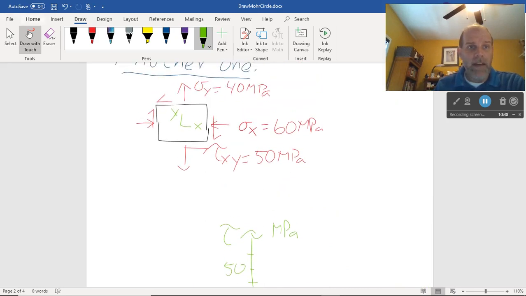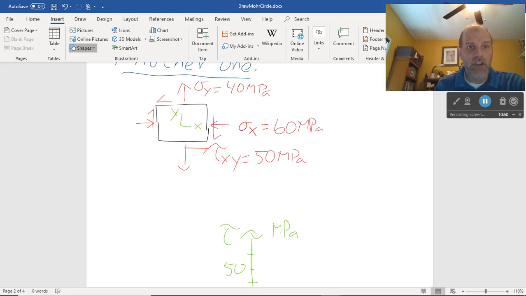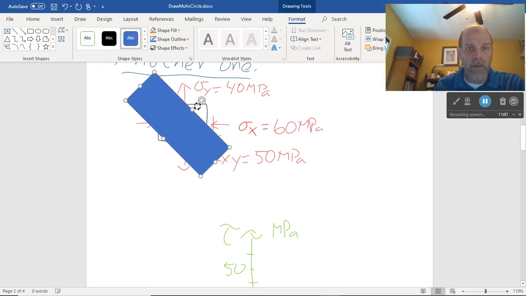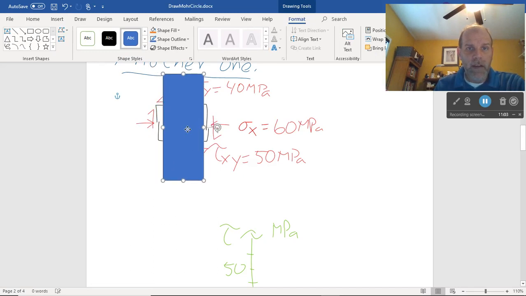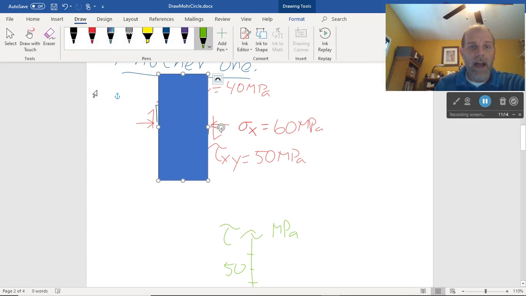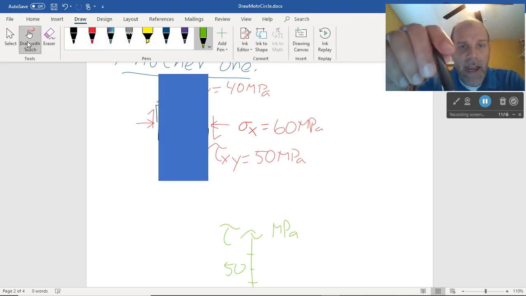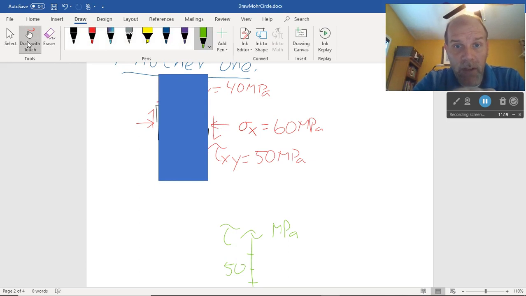Okay. So now I want to plot my x point, which was the negative 60 MPa. Notice, again, if I go back here, I insert my shape again, because I like the way that worked out personally. And I'm going to do it the wrong way first, but that's okay. I'll just spin it. I'm not going to think about sigma y and tau xy on the top and bottom. I'm going to think about sigma x. I'm going to set myself up to look at this. And now I have this couple exposed.